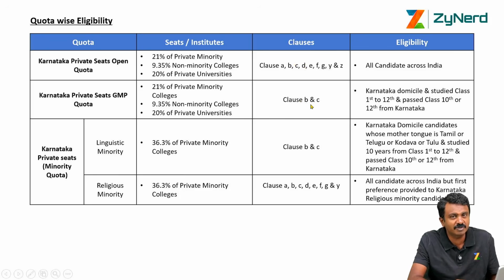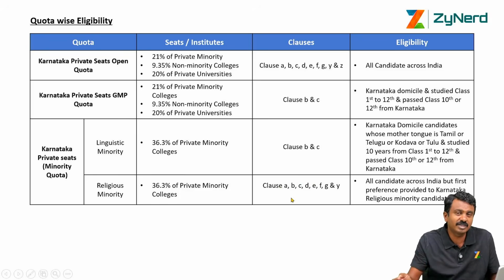Clause B is MBBS from Karnataka and then 10 years schooling in Karnataka. Clause C is MBBS from outside and 10 years schooling in Karnataka. I have done 10 years schooling in Karnataka. Then whatever is under clause B or C, I will be eligible for. I will be eligible for private seats open quota, GMP quota, Karnataka private seats minority quota, and even this.